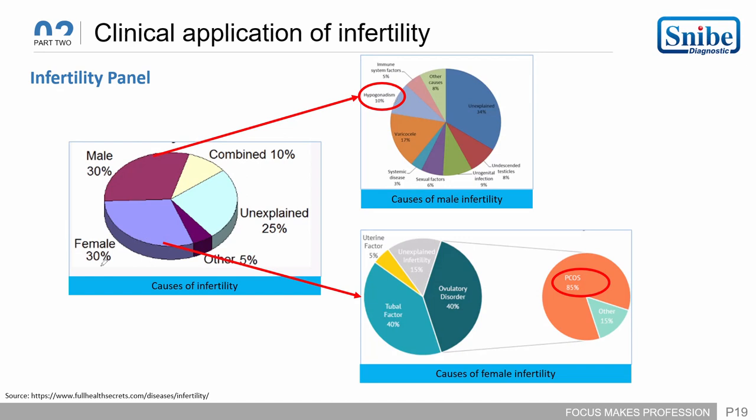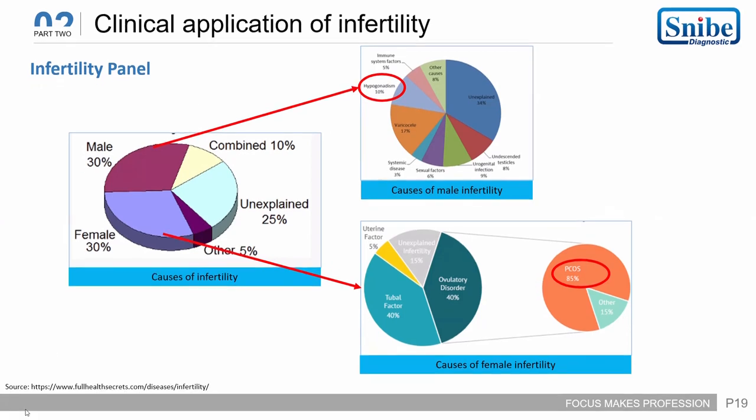While in the female, the 30% infertility cause leads to 40% tubal factors and 40% ovulatory disorders, and still 15% is unexplained infertility in the female, and 5% is uterine factor. In the ovulatory disorders, 40%, the majority part is 85% PCOS, polycystic ovarian syndrome. Only the rest, just 15%, are other causes of ovulatory disorder and female infertility.